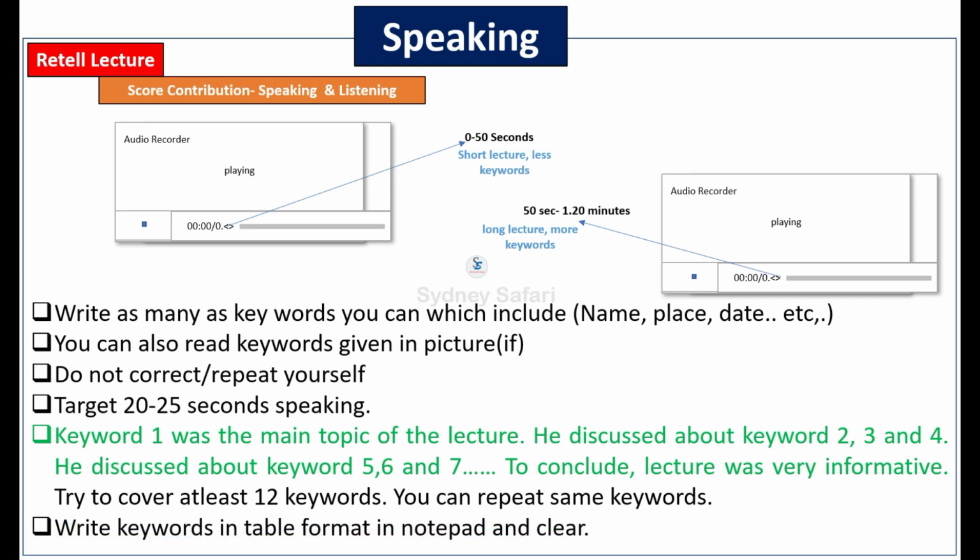So this is the template. Keyword 1 was the main topic of the lecture. He discussed about keyword 2, 3, 4. He discussed about keyword 5, 6, 7. To conclude, lecture was very informative. And try to cover at least 12 keywords, and you can repeat the same keywords again and again.